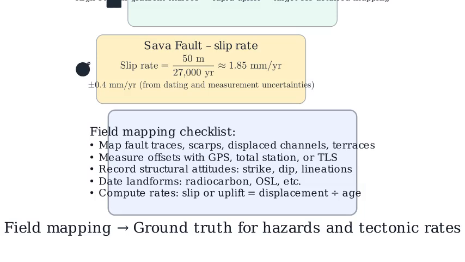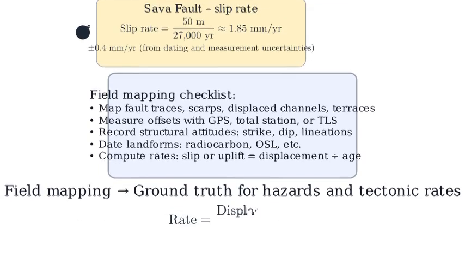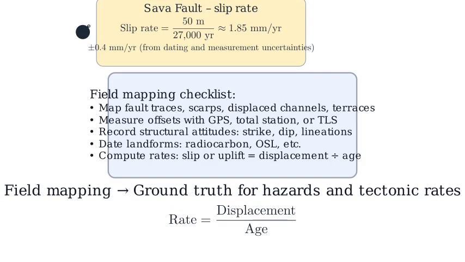They calibrate remote sensing and models, and they feed directly into seismic hazard assessments and land use planning. Field mapping saves lives by identifying active faults and quantifying their behavior over time. Remember the simple recipe: measure a displacement, date the landform, and compute a rate.